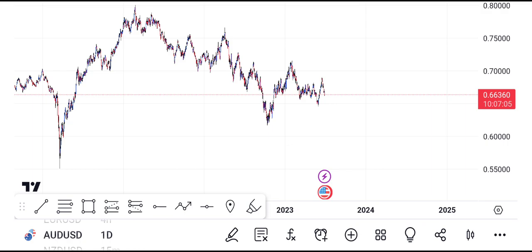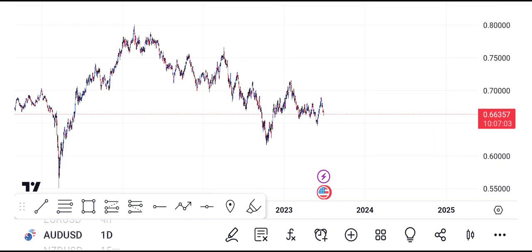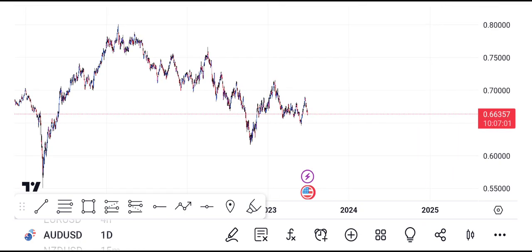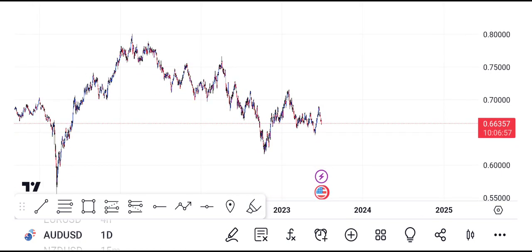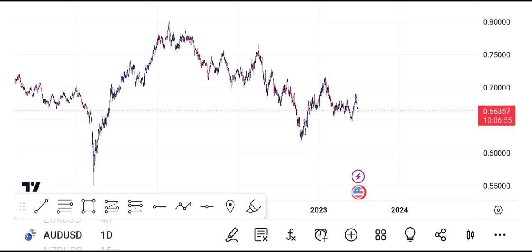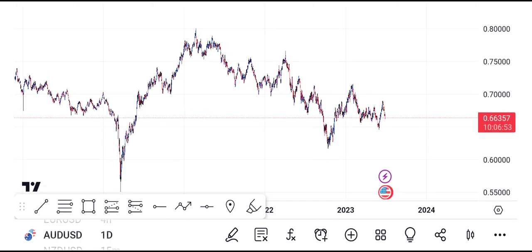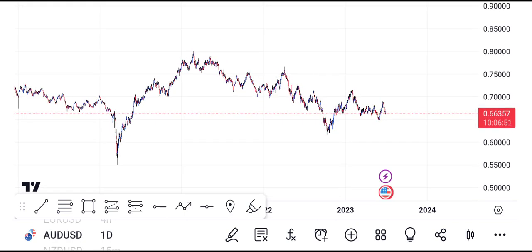In today's video, I'm going to be analyzing AUD for y'all. We might just spot a trade. Last time I analyzed this pair was yesterday, so I'm not sure how price is actually moving today.